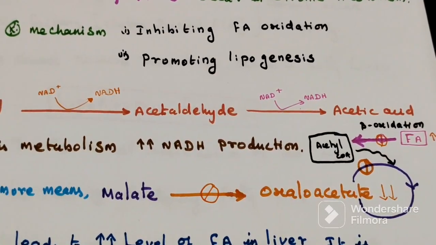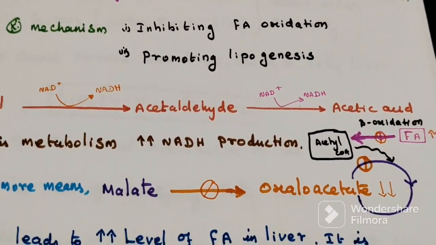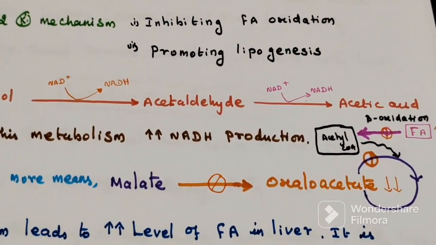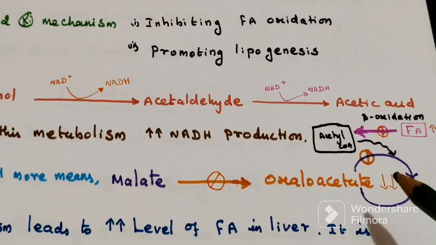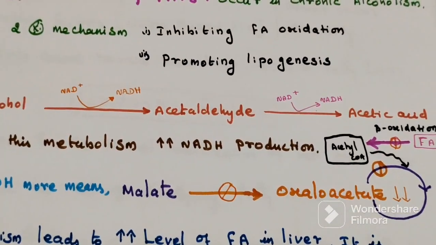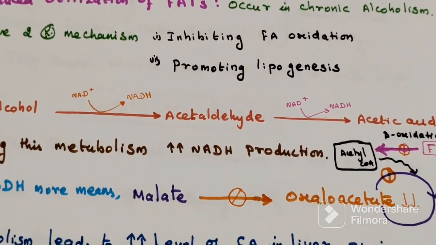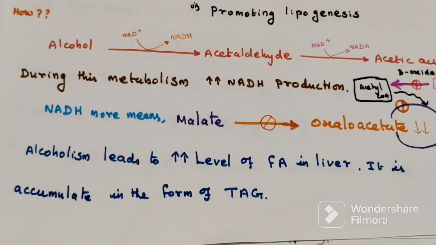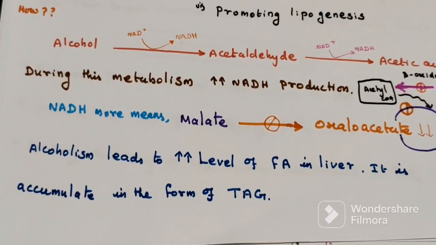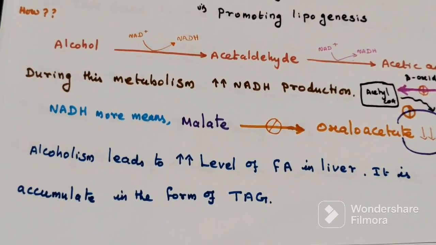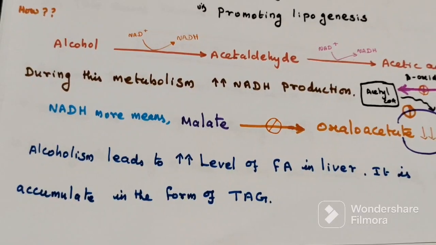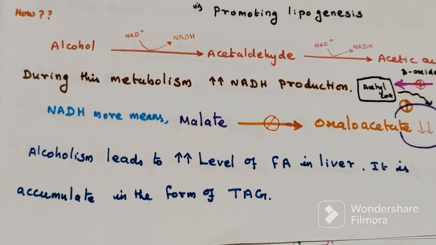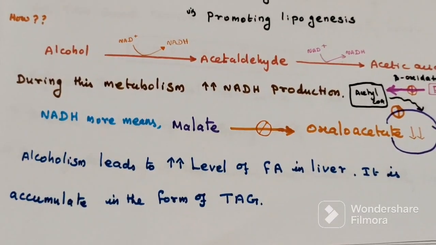No oxaloacetate means acetyl coenzyme A cannot be utilized. That's why fatty acid oxidation is blocked. So malate cannot be converted into oxaloacetate. So chronic alcoholism leads to an increased level of fatty acid in the liver. It accumulates in the form of triacylglycerol.